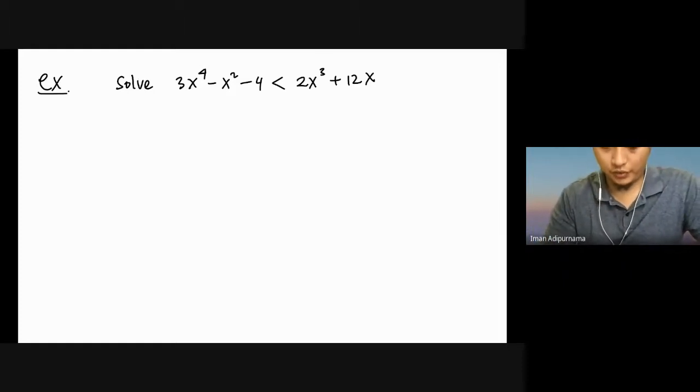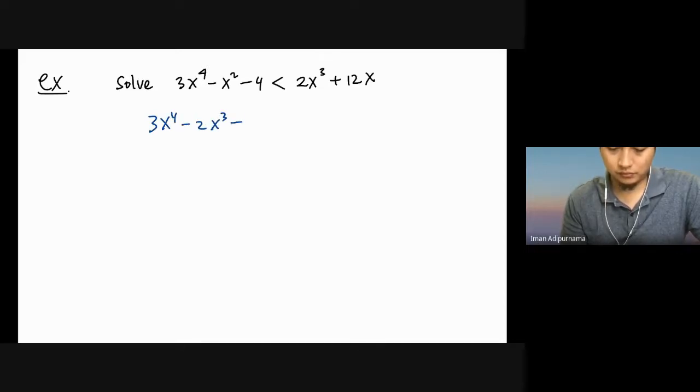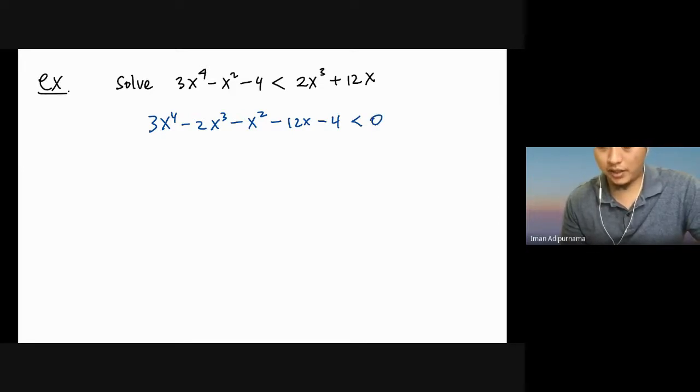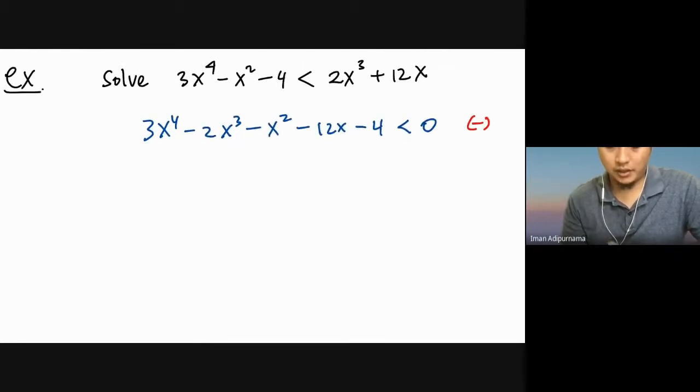Okay, so if we want to solve this, first we need to make it into one side. We need to find any x or any zeros that can make the whole polynomial negative, right? This is a negative, right? And if you check the Descartes rule, if this is P(x), we'll only have one variation of change, so we will have one positive zero. Okay.